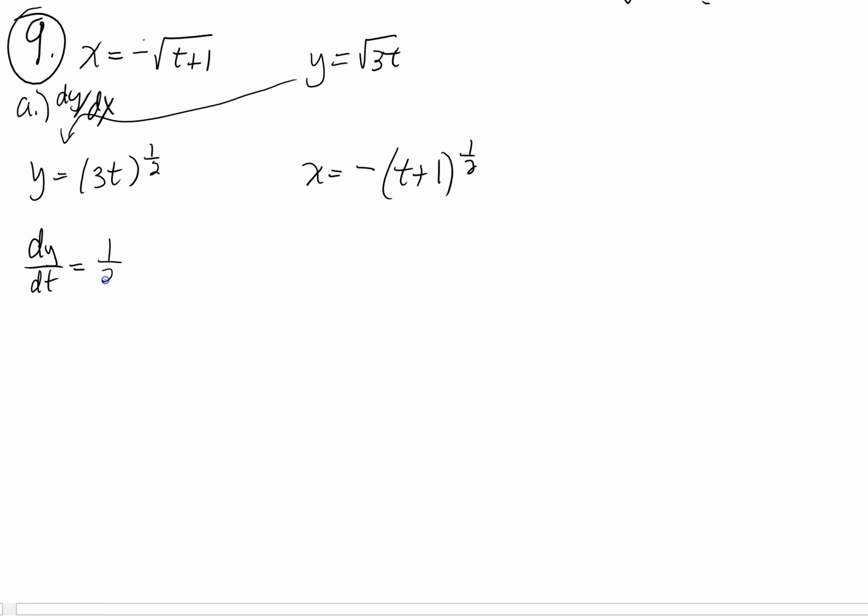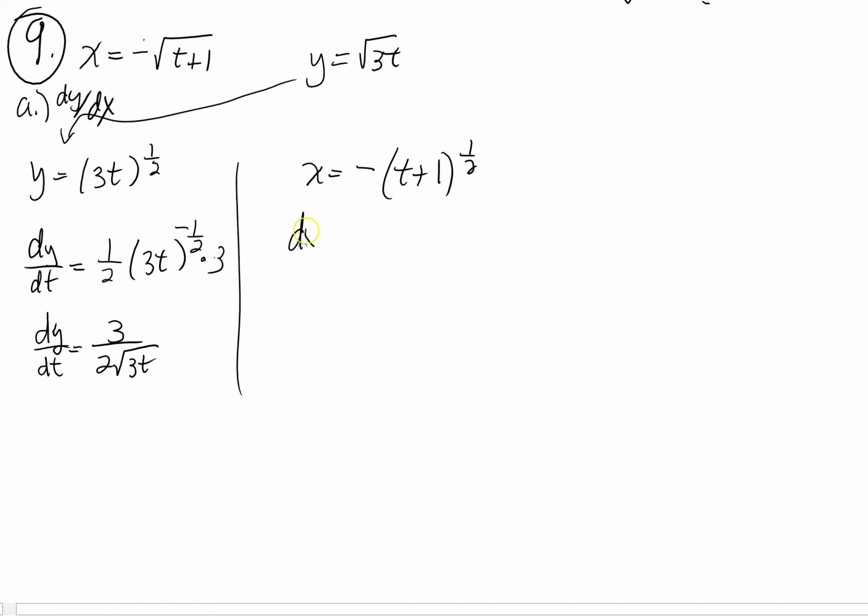This will be a 1/2, and we'll have (3t)^(-1/2). Chain rule, here we go again. We're going to multiply by the inside derivative, which is a 3, and we will get 3/2. And then down below, we're going to bring down this (3t)^(1/2). That's the square root of 3t. Of course, we have to drop it down.